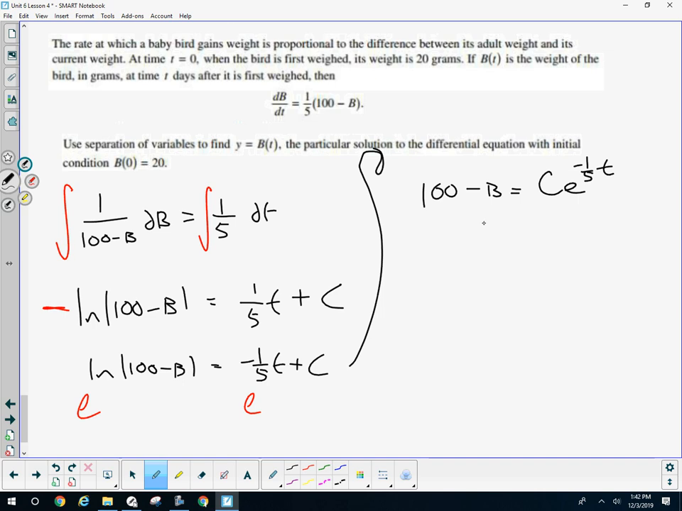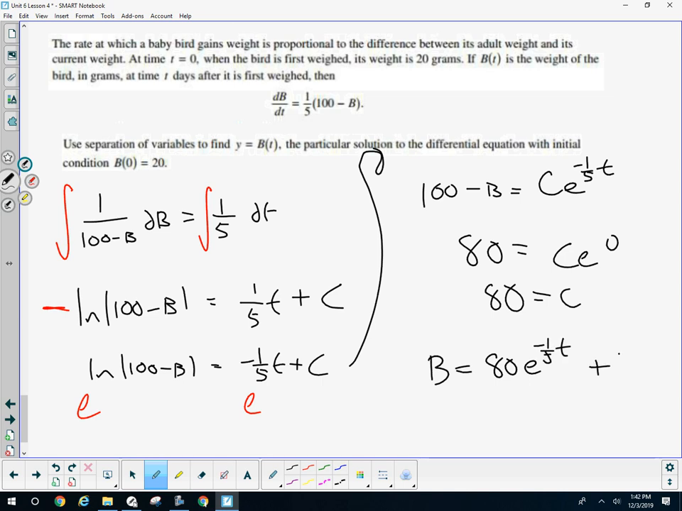We got 0, 20. 80 equals c e to the 0. c is 80. B would equal 80 e to the negative 1/5 t plus 100. That needs to be a negative 80. You got to make sure you solve for B.